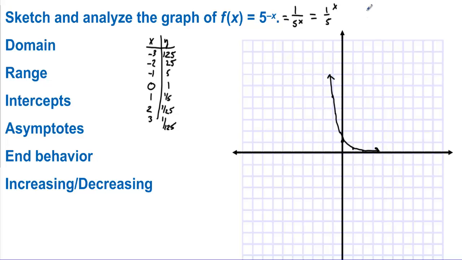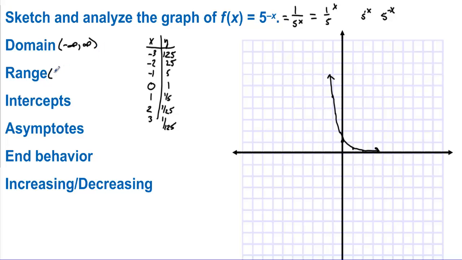Now if you look at 5 to the x, when you have 5 to the -x, that negative is on the inside, and these are reflections over the y-axis. So 5 to the x would look like this as we go to the right, and 1/5 to the x is going down. The domain is -infinity to infinity.